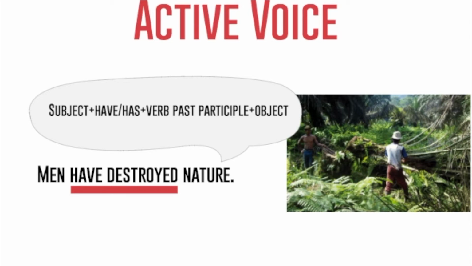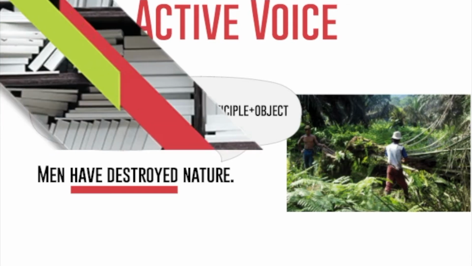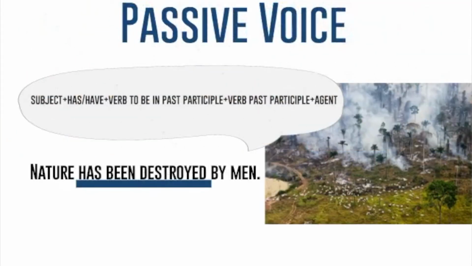Let's change the same sentence into the passive voice. We have nature has been destroyed by man. And we follow the structure subject, that now in this case is nature, has or have, plus verb to be in past participle, that is been, the main verb in past participle, and agent, that in this case is man.